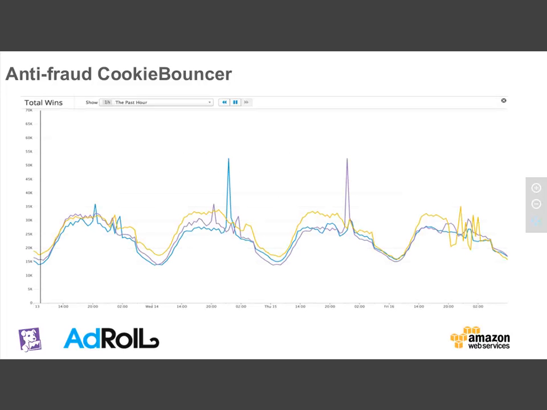So this is an example of the wins of the CookieBouncer. This is one of the key metrics from the bidder system. We are always very concerned with how well we're winning. And you can see as we're playing with the CookieBouncer here that there's not that much of a shift. So we're not destroying quality traffic.